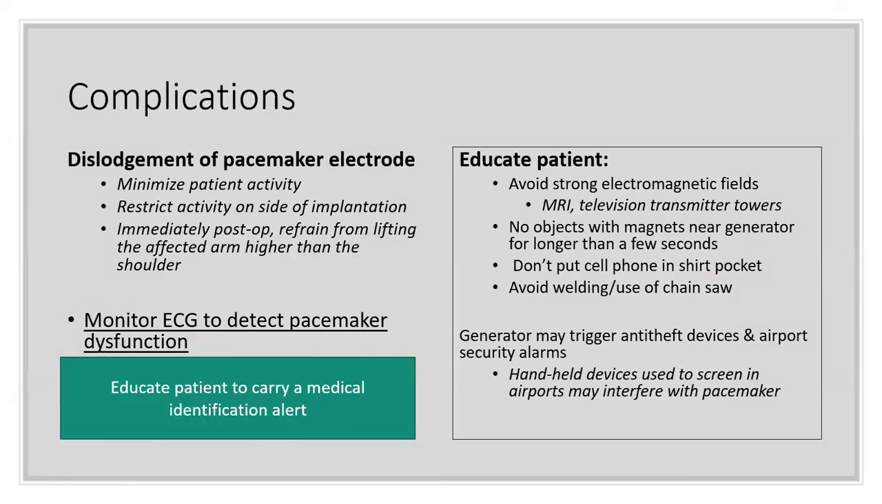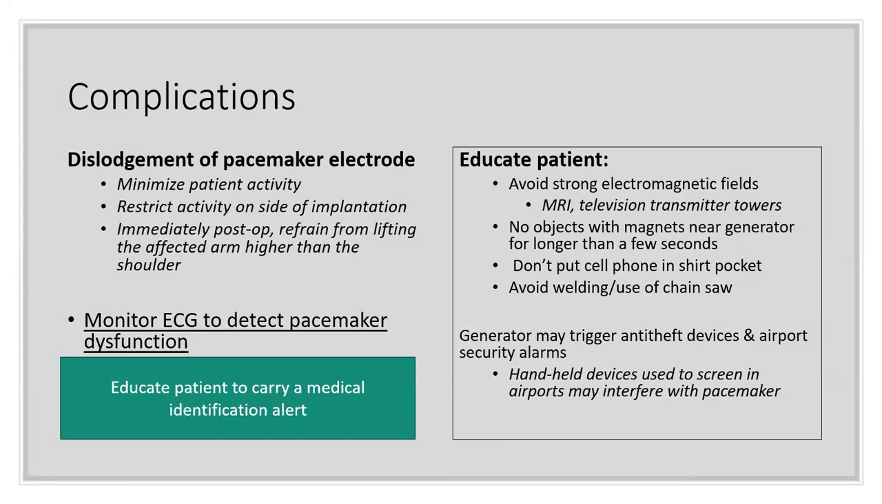So here are some of our complications for our pacemakers. Dislodgement of pacemaker electrodes, so minimize patient activity and restrict activity on the side of implantation. Immediately post-op, refrain from lifting the affected arm higher than the shoulder. Monitor ECG to detect pacemaker dysfunction, and educate the patient to carry a medical alert identification. So you want to educate the patient.